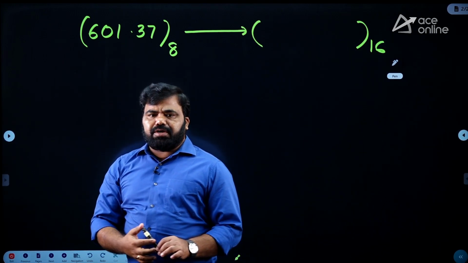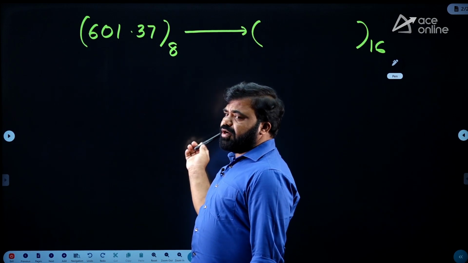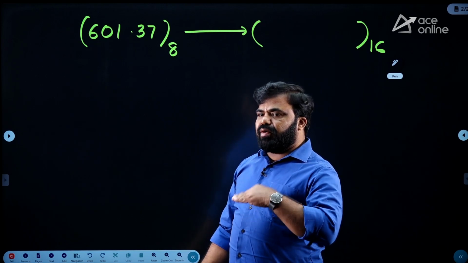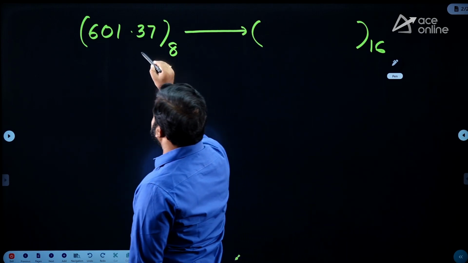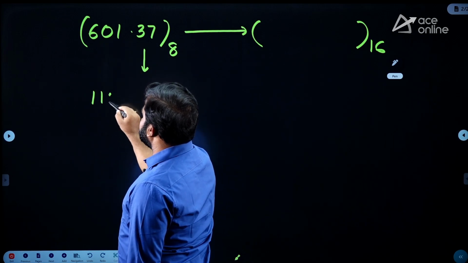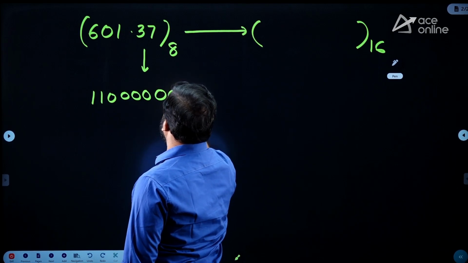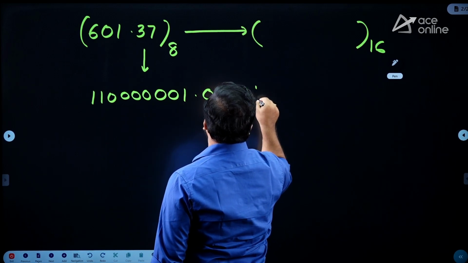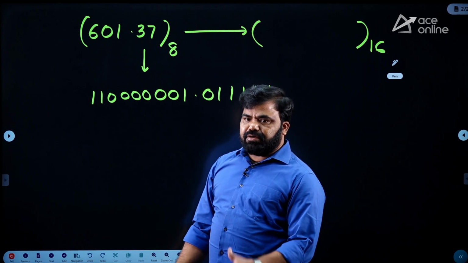So the general process we can do, converting to decimal and then to hexadecimal, also can be done. But if you apply b power n to b and b to b power n, in 2 steps it can be completed. So octal to binary: we can write 6 is 110, 0 is 000, 1 is 001, 3 is 011, 7 is 111.